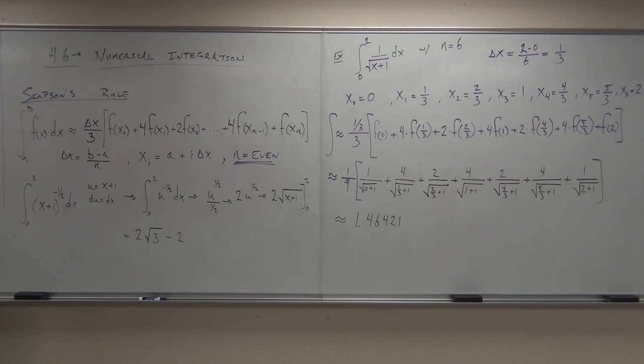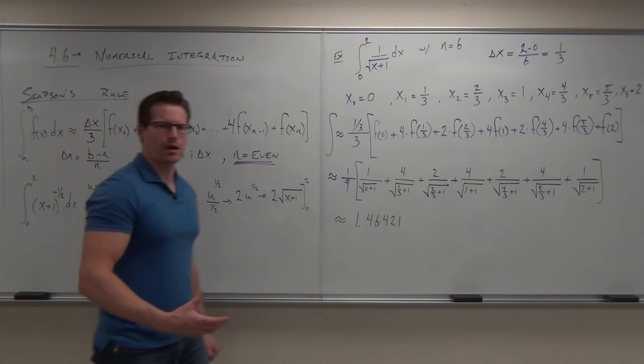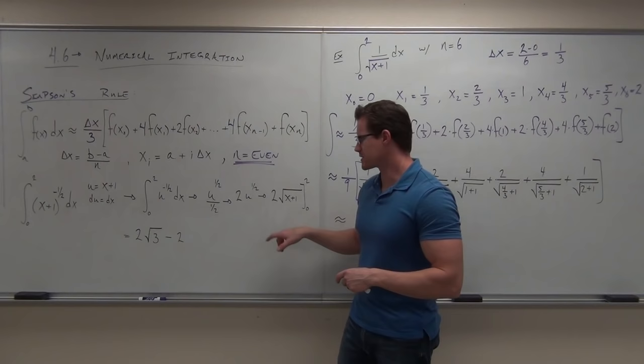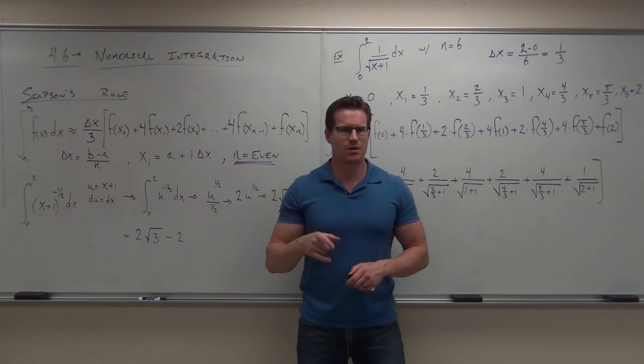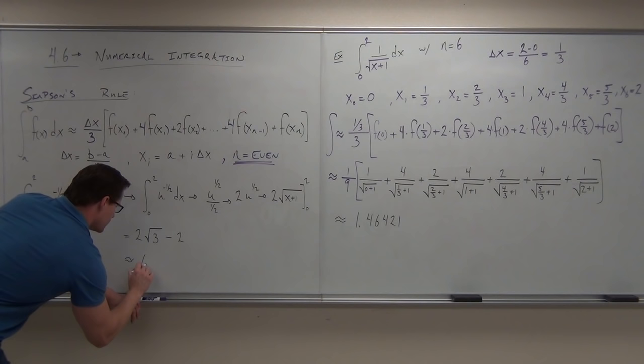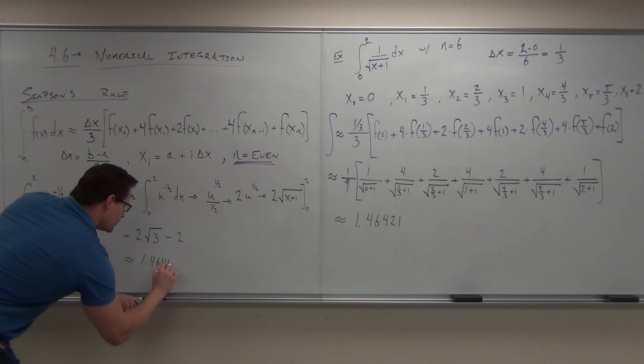I'd like you to check my work to make sure that we all got the same thing. Did you get about that? You should have the 2 square root of x plus 1. Did you plug back in the x before you started evaluating? Perfect. That's fantastic. So we got 2 root 3 minus 2. How much is 2 times the square root of 3 minus 2? 1.464101. Okay, that's good enough.